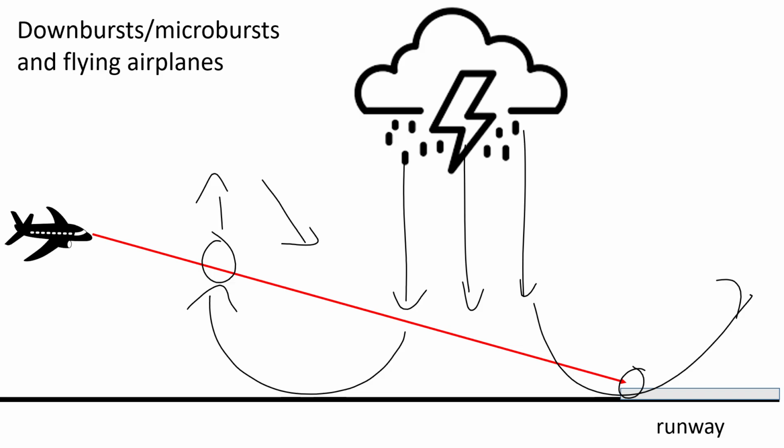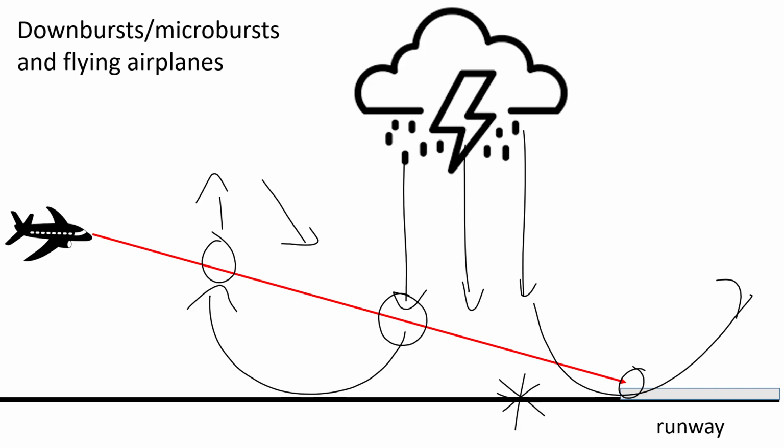But then a few seconds later, the plane's right here. And now we've got air pushing down on the plane, and the plane is already aimed down. What you get is a crash of the plane short of the runway. These downbursts, microbursts make flying in thunderstorms exceptionally dangerous.